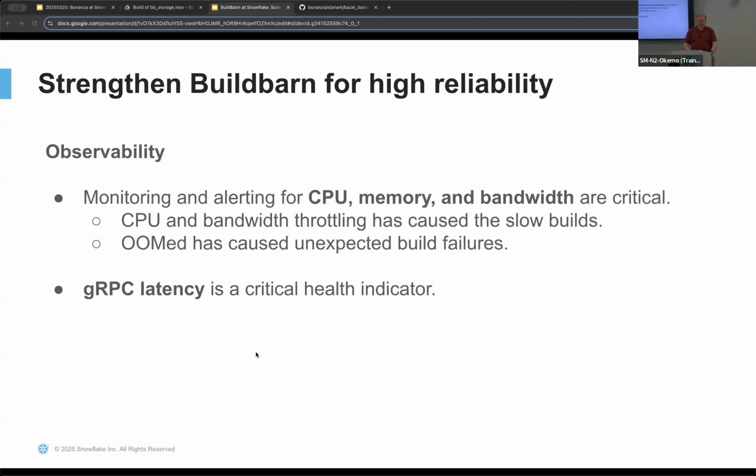So here's the slide on observability. As I said, monitoring and alerting for all of the dimensions of your system, including network bandwidth, are really, really critical. We were running blind to network for a long time because of the constraints of our platform that we're running on. That visibility was night and day to us being able to actually understand what was going on. Also, gRPC latencies are a really critical health indicator. You want to find out before your users tell you that things are bad, right? Ed mentioned that there's so much information exported through the Prometheus endpoints. It's all there.